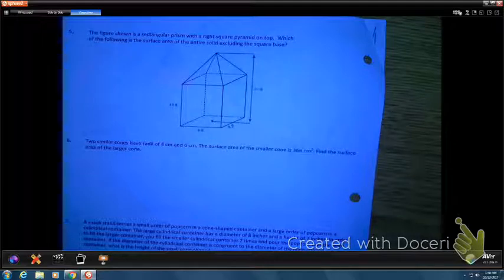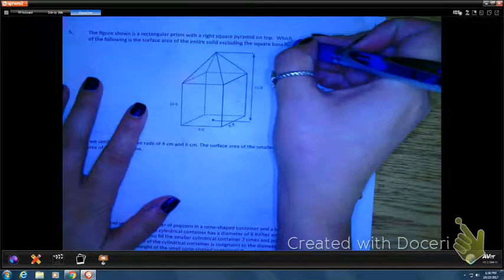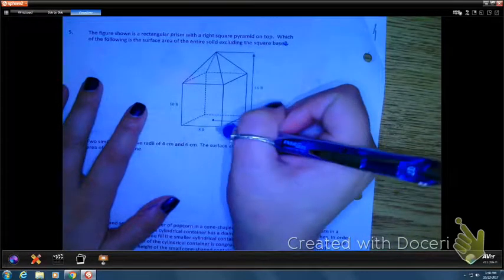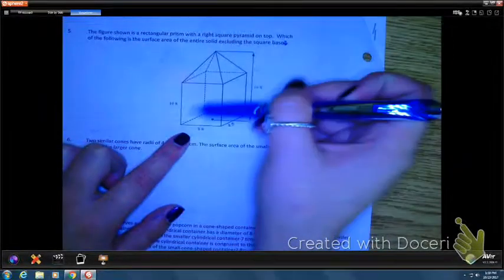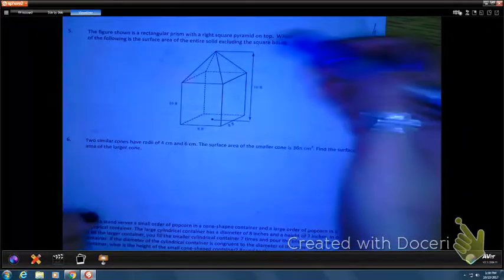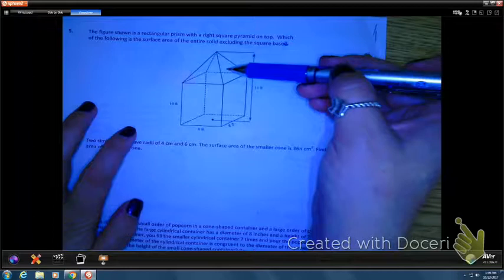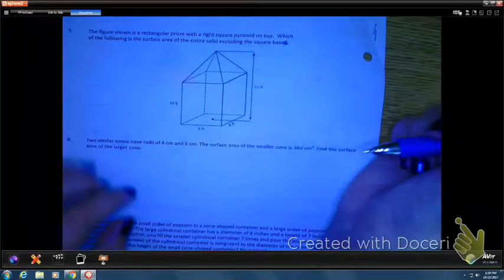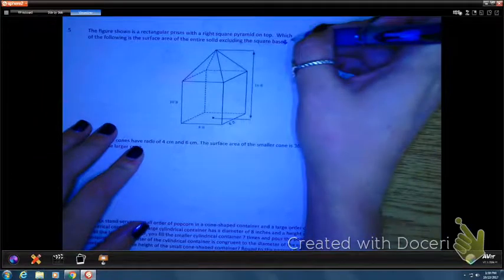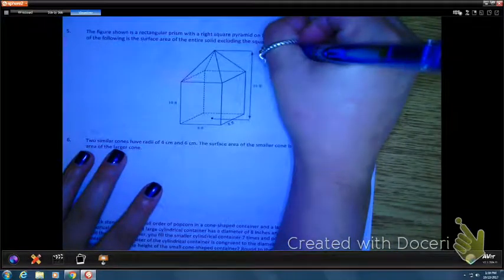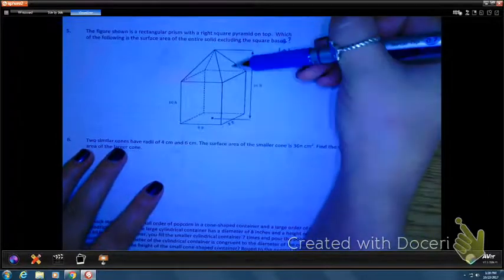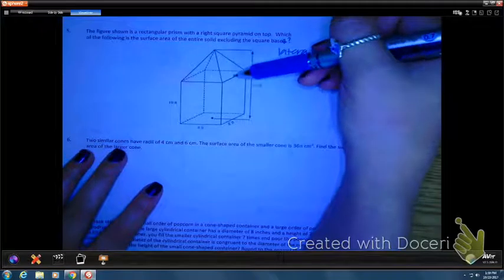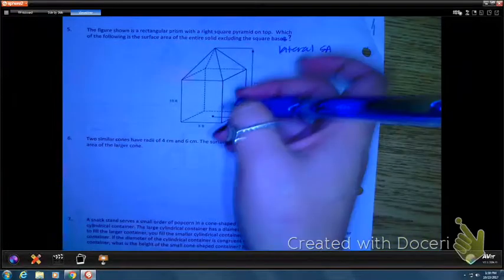Really it should say square bases, because we're not going to do the floor, and we're not going to do the ceiling. Imagine if we were just painting the outside of our pyramid and of our prism. So what do we need to find for the pyramid and the prism? Hopefully you said lateral surface area. So we want the lateral surface area of the pyramid and the lateral surface area of the prism. Let's start with the prism first.